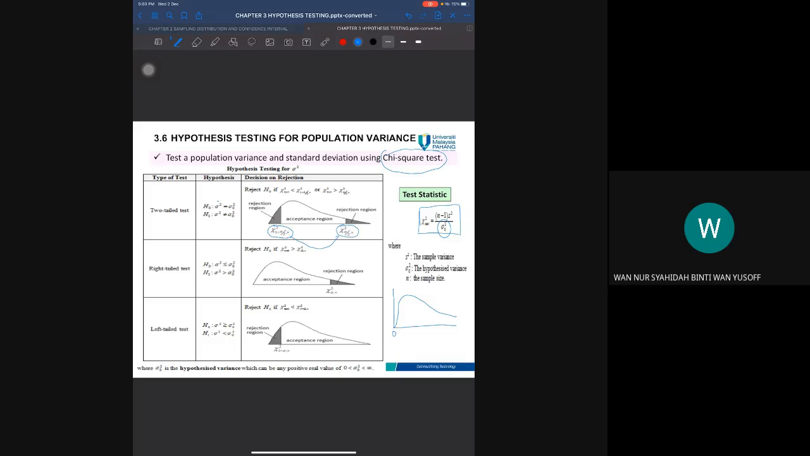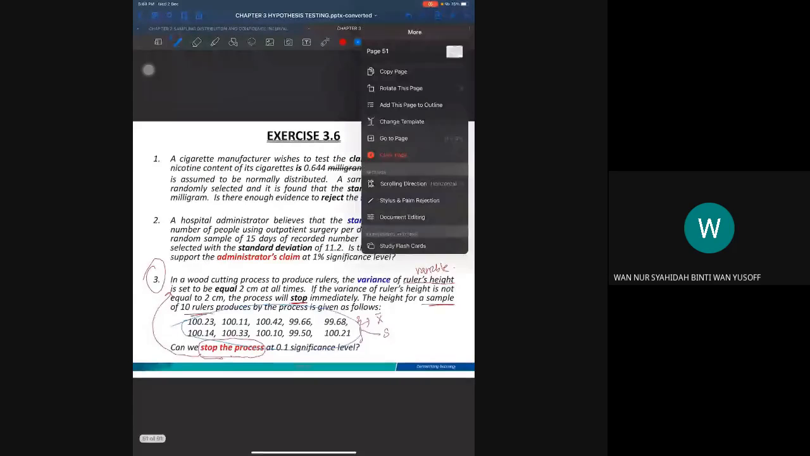So you can refer to this now. When you have two tails, then your lower critical value here is 1 minus alpha over 2 and the upper is alpha over 2. For the left tail, it will be only alpha. Okay, so we go to this question.